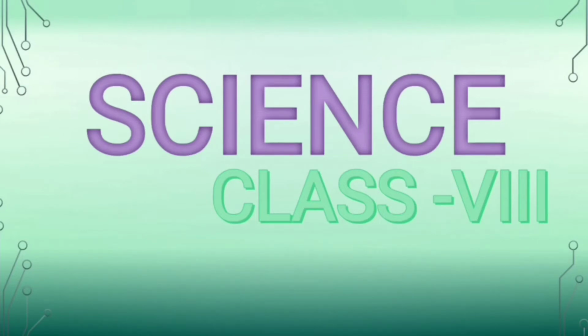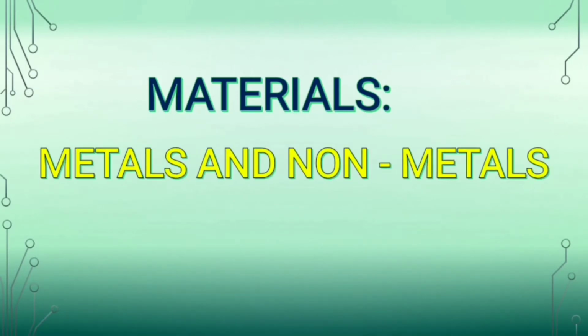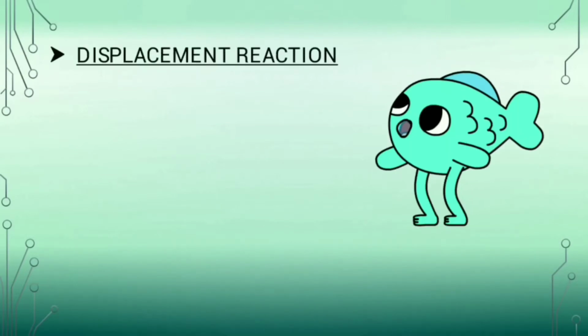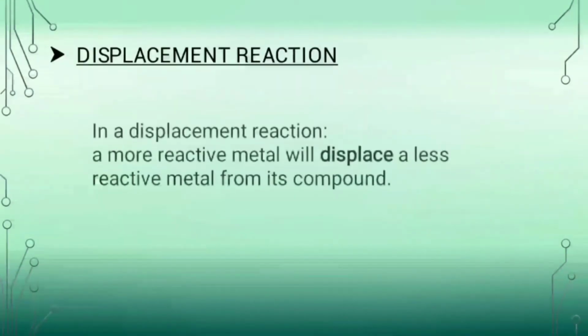Let's continue chapter 4 of your science book, that is materials, metals and non-metals. In this module you will know about displacement reaction. Do you know what is displacement reaction? In a displacement reaction, a more reactive metal displaces a less reactive metal from its compound.